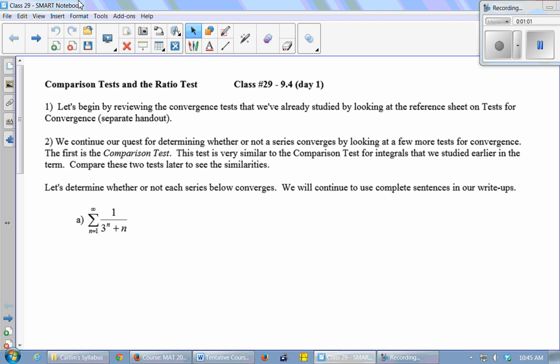All right. So we want to review quickly what we have studied so far in terms of series by looking at the sheet that I gave you that says tests for convergence of infinite series on the top. Open this real quickly.